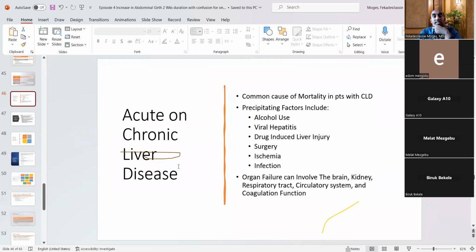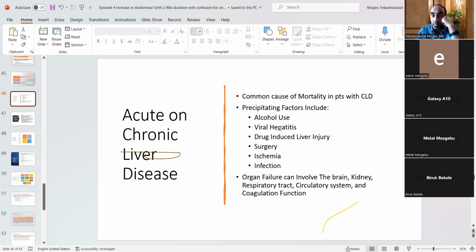Acute on chronic liver disease, most likely our patient is suffering from acute on chronic liver disease. Common cause of mortality in patients with CLD, precipitating factors like alcohol use. So he has recent alcohol use, so probably that precipitates. One of the precipitating factors is recent alcohol use in our patient.